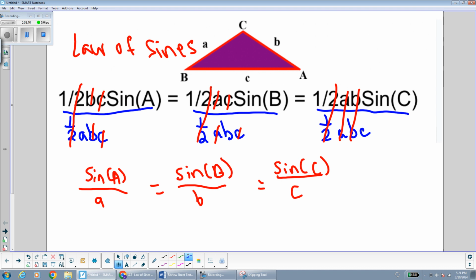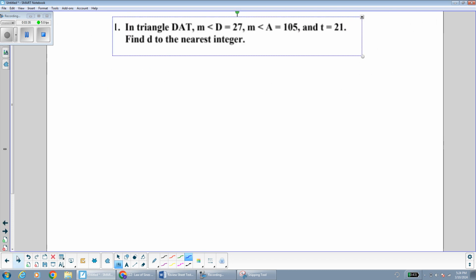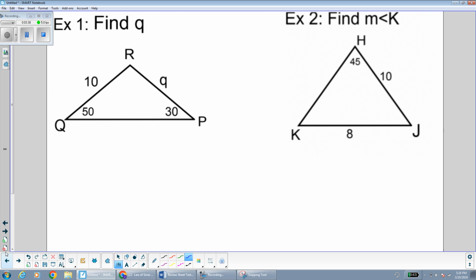The reciprocals are also true. So we can also write this as side over the sine of the angles, and it's exactly the same thing. But in this video, you'll see me using the top way, sine of the angle over the side opposite from it. Let's see how this is used in some practice questions.